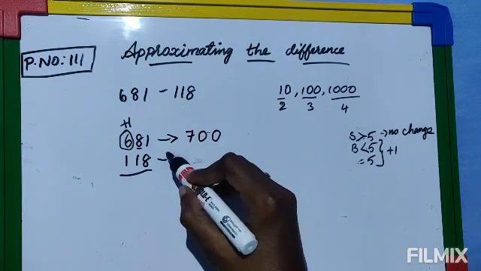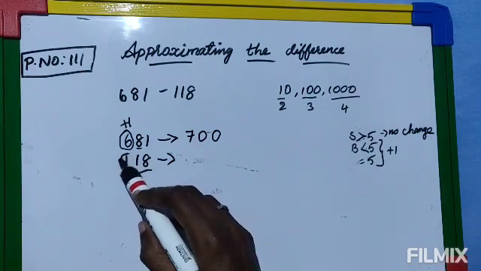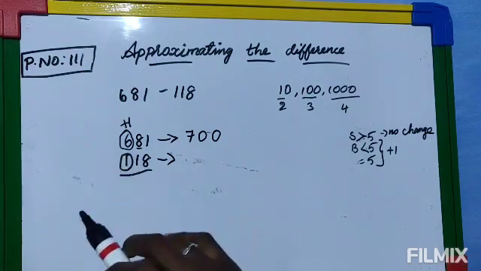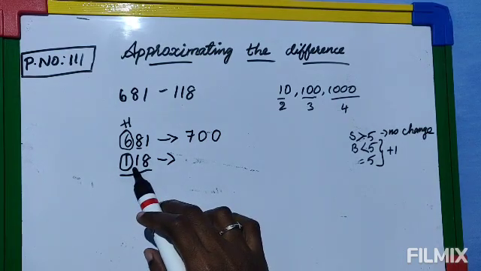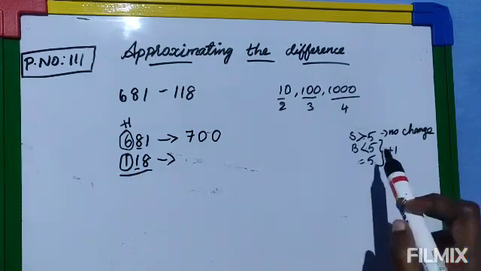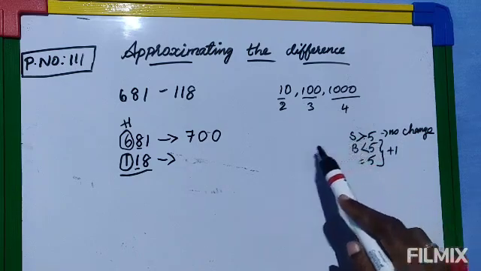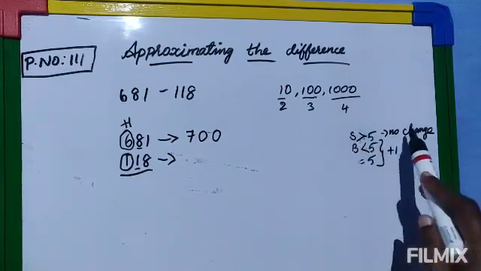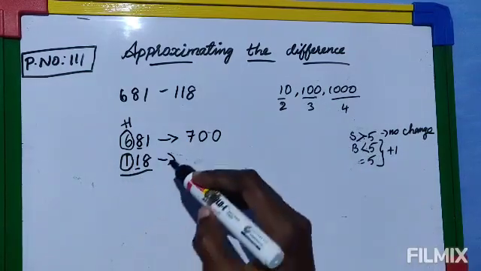Okay, now the same way you have to round off this number also. So let's circle the number in the hundreds place. So here it is 1. Then you have to look at the next right side number. So here it is 1. You have to see whether it is smaller than 5, bigger than 5 or equal to 5. So automatically it is smaller than 5. Smaller than 5 means no change. So this 1 will remain as it is.